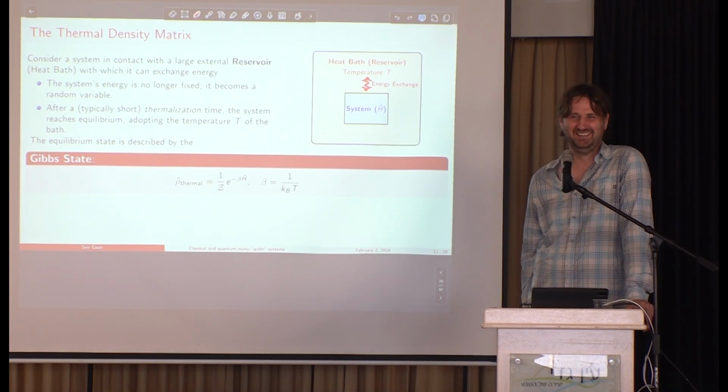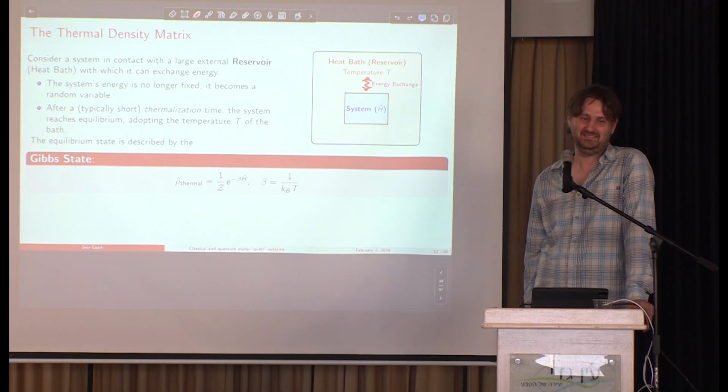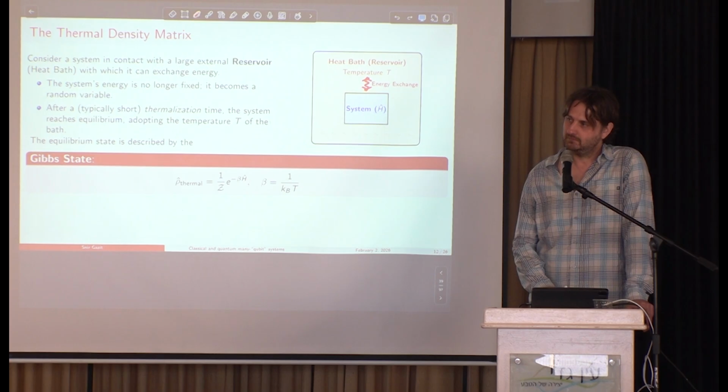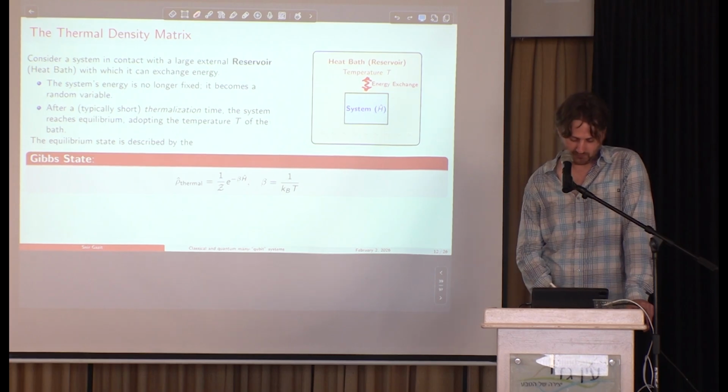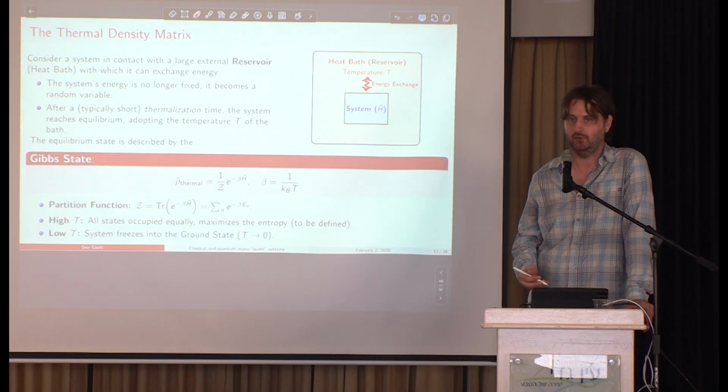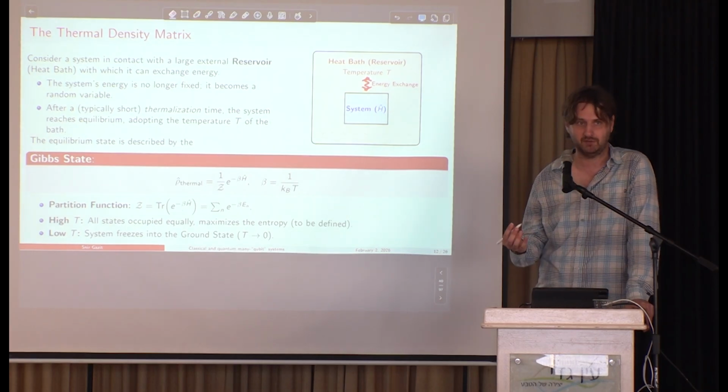The reason it's a density matrix is, just do a Taylor expansion. H is a positive semi-definite matrix, so it's some combination of H, H squared, etc. So it's a density matrix. We need to normalize it, and this is what Z is for. We need to normalize everything.